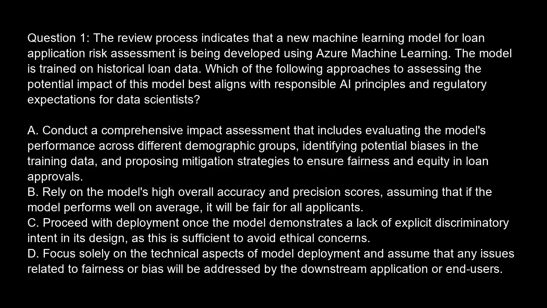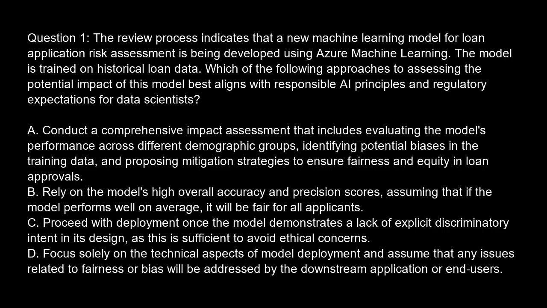Option A. Conduct a comprehensive impact assessment that includes evaluating the model's performance across different demographic groups, identifying potential biases in the training data, and proposing mitigation strategies to ensure fairness and equity in loan approvals. Option B. Rely on the model's high overall accuracy and precision scores, assuming that if the model performs well on average, it will be fair for all applicants.